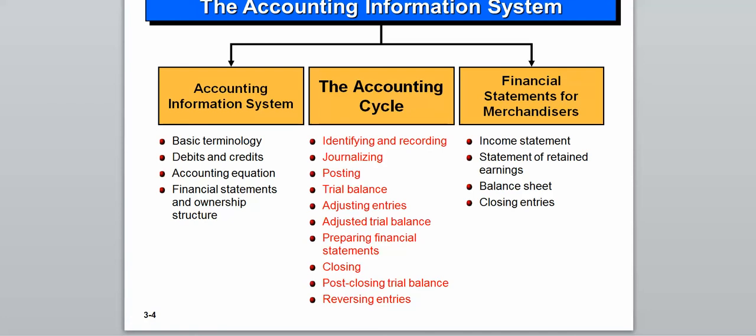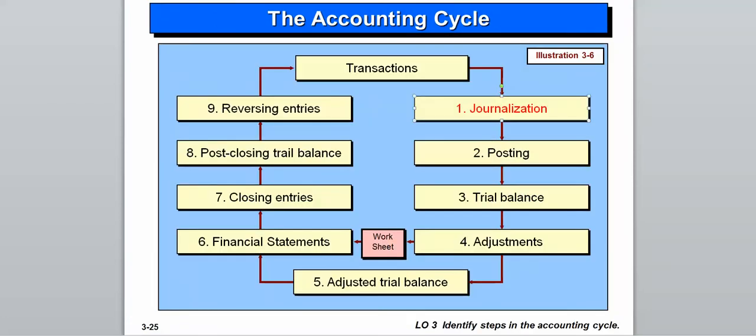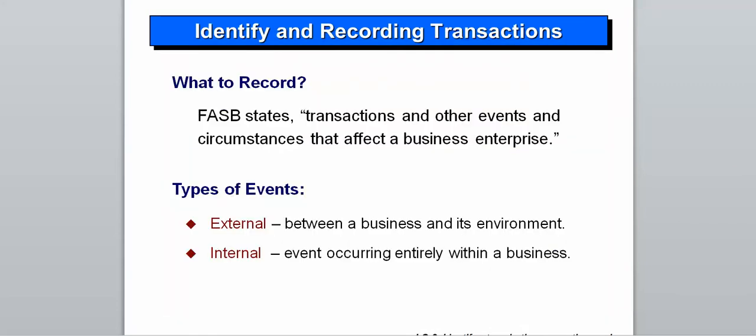We will not in this exercise discuss reversing entries. We're going to begin with journalizing business transactions. The Financial Accounting Standards Board defines transactions as events and circumstances that affect a business enterprise. There are two primary types of transactions: external transactions between a business and its operating environment, and internal transactions, events that occur entirely within a business.